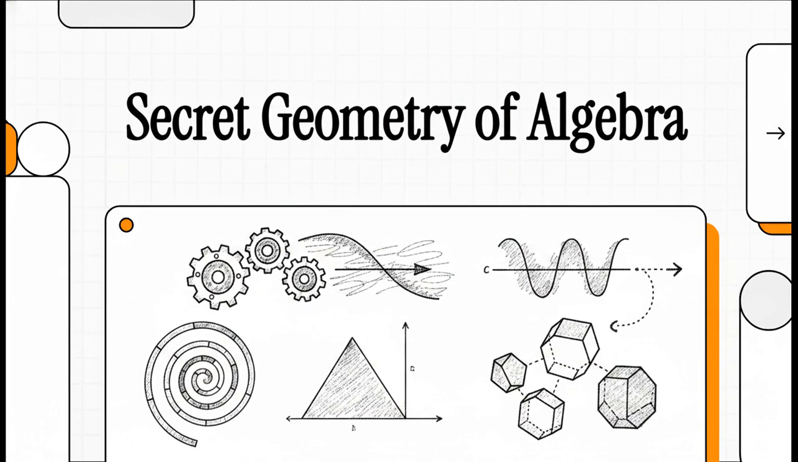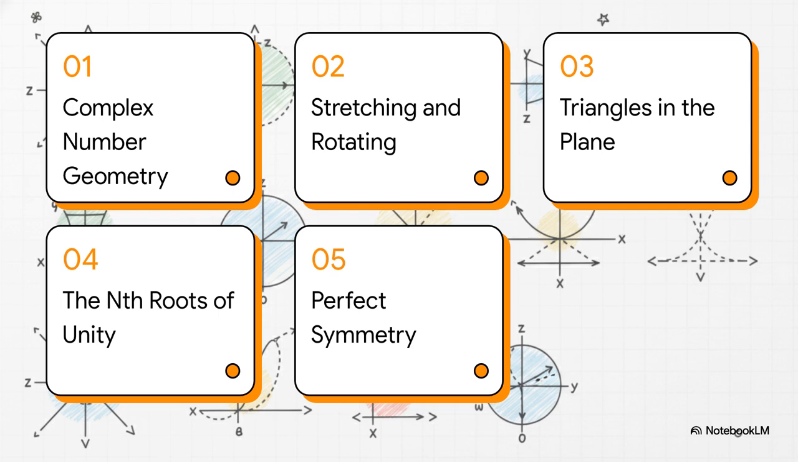Welcome to this explainer. Today, we're diving into something really cool, the secret geometry of algebra. We're going to take the cold, seemingly abstract world of complex algebraic equations and completely translate them into beautiful, tangible geometry. We'll literally see how numbers on a page map directly onto physical shapes, distances, and rotations. Okay, let's dive into this.